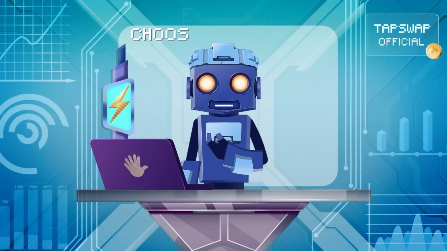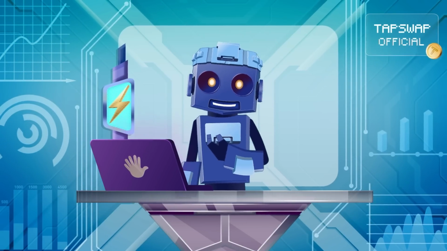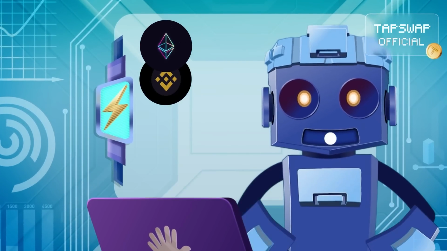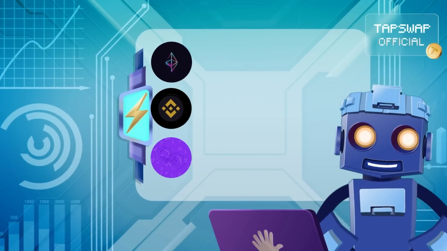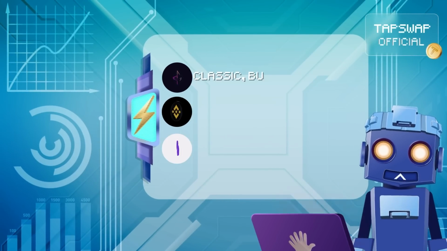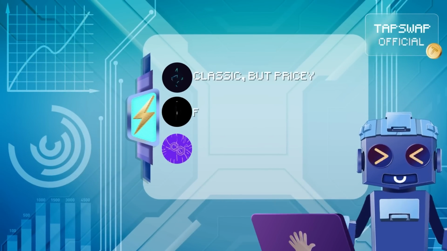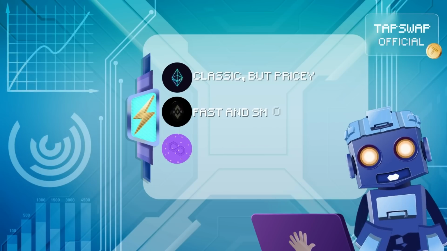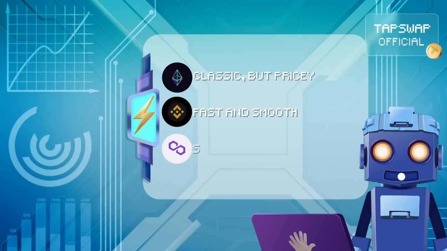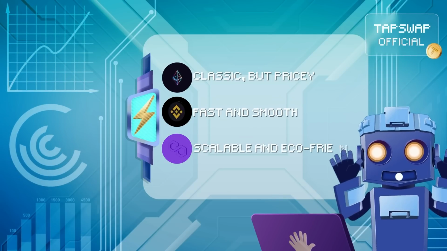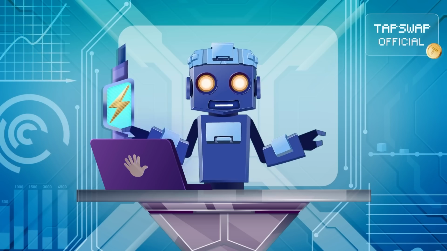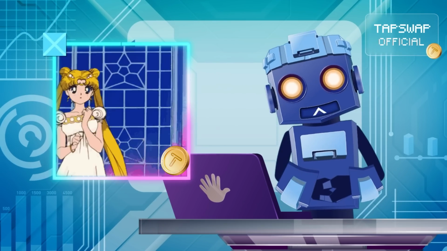Step 3. Choose your blockchain platform. You've got Ethereum, BNB Chain, and Polygon. Ethereum's a classic choice, but it can be a bit pricey. BNB Chain's fast, cost-efficient, and smooth. And Polygon's scalable, eco-friendly, and sleek. Whatever you choose, make sure it's fast, secure, and programmed to your needs.